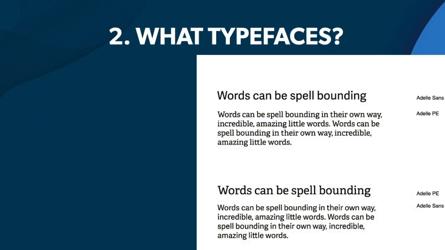So at the top there we've got Adele Sans for the headline, and then we've got, say that's paragraph text, and we've got Adele PE, which is a serif font. And again, on the bottom it's just inverted. Adele PE on the top, which is serif, and then on the bottom we have Adele Sans, which is sans serif.